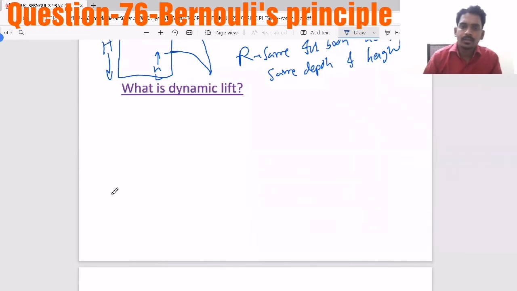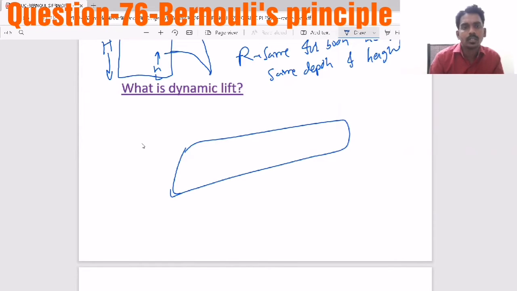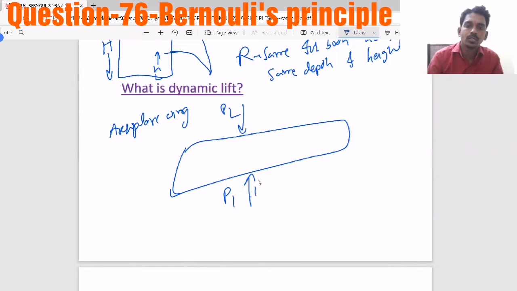Now, dynamic lift. Dynamic lift means when you consider an aeroplane wing, there is a pressure P1, there is a pressure P2, so there is a force.